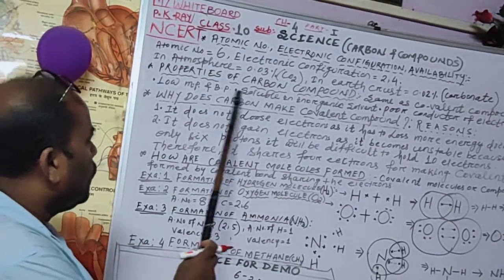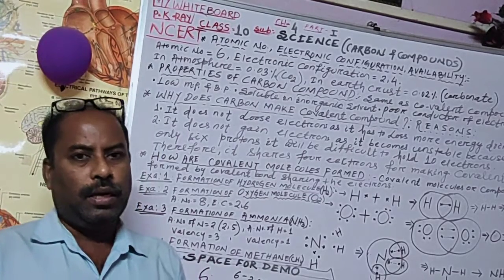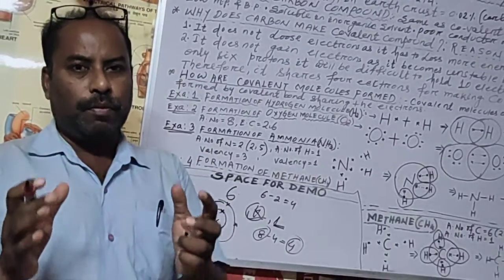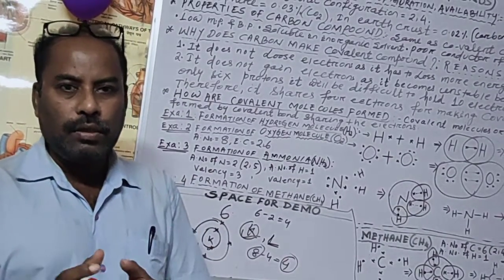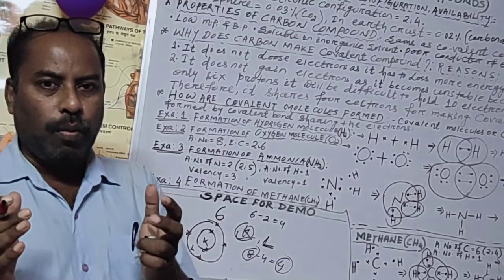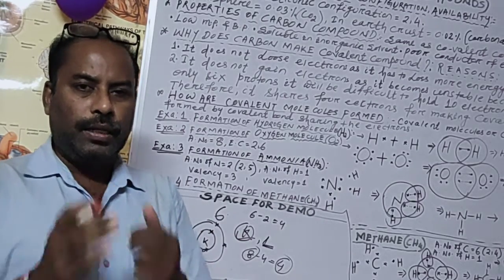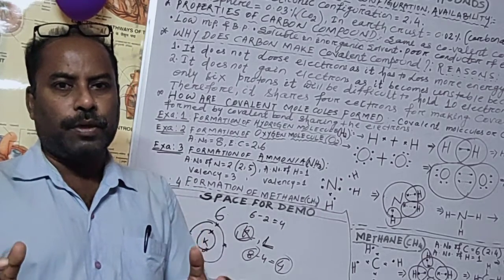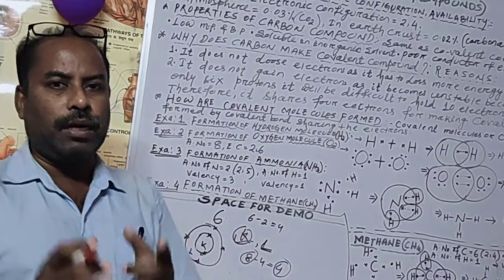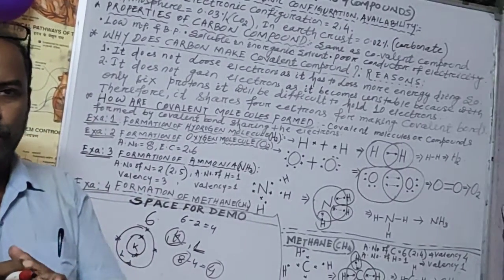Then we will come to the properties of carbon compounds. We know carbon is a non-metal and its valency is 4. So it always makes compounds with others by sharing electrons, and the compound formed by sharing electrons is known as a covalent compound. So carbon always makes covalent compounds. Let us see the characteristic properties of covalent compounds, which are the same as the properties of carbon compounds. So carbon compound property is equal to covalent compound property.